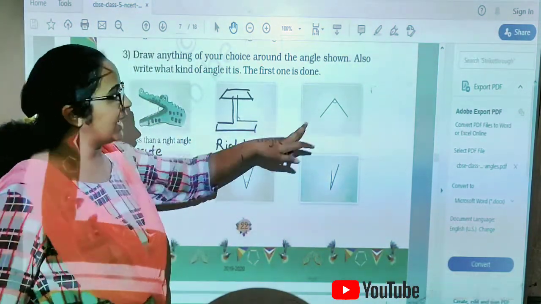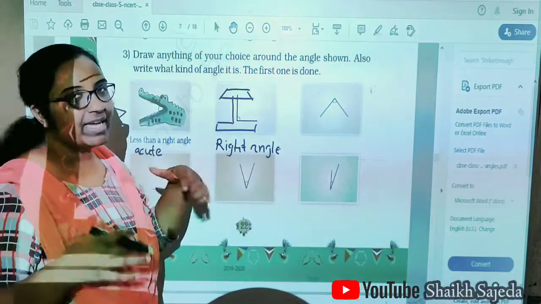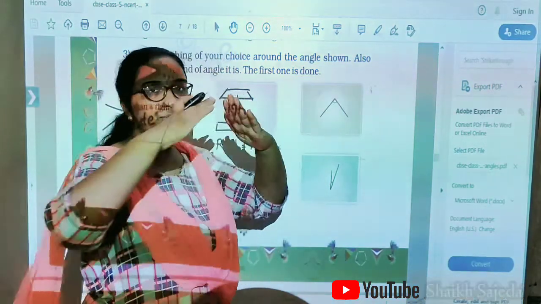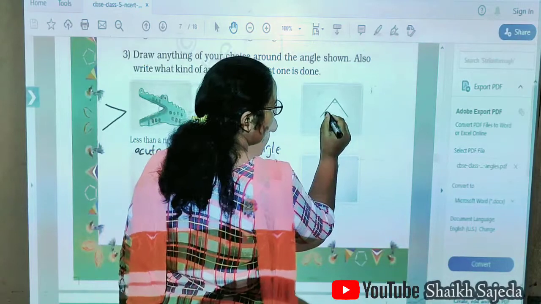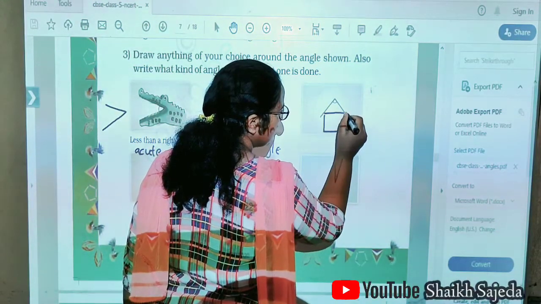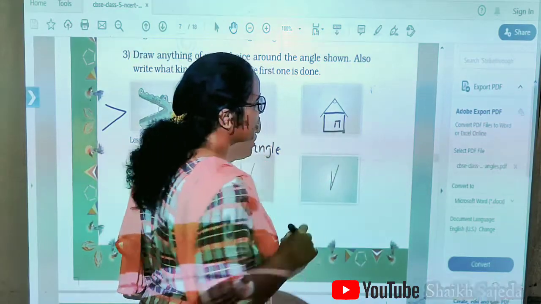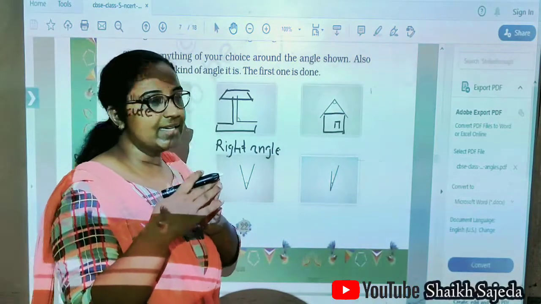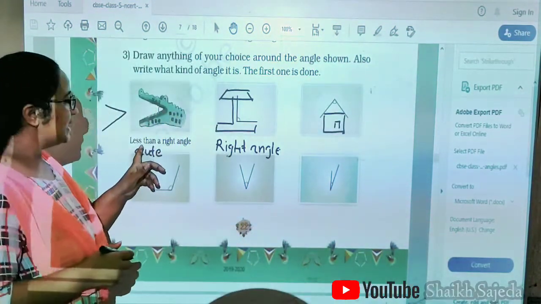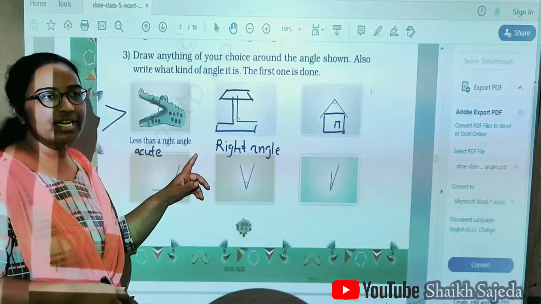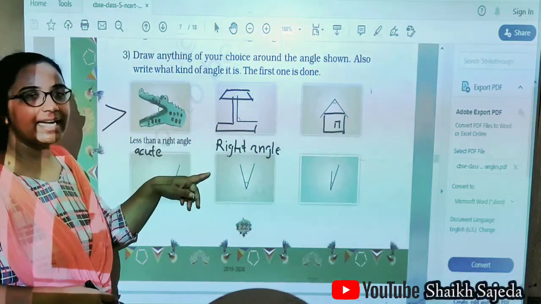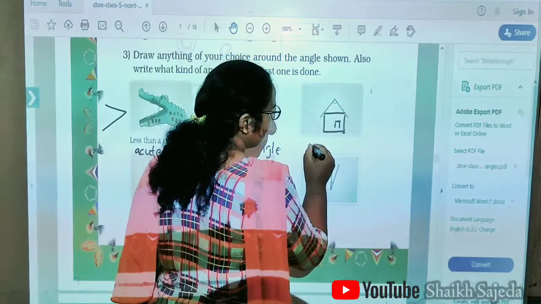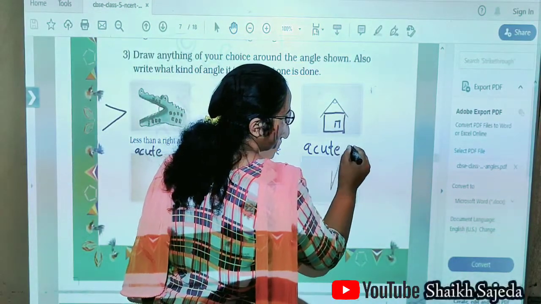Now the next angle is given like this. Now imagine what you can draw for this angle. So here it is given like the roof of a house. So below this roof I will draw only a square box so that it will form the picture of a house. Now which type of angle is this? It is less than a right angle. But I have already explained to you what the name of less than a right angle is. So here we will not write less than a right angle. We will write its name, and that is acute angle.